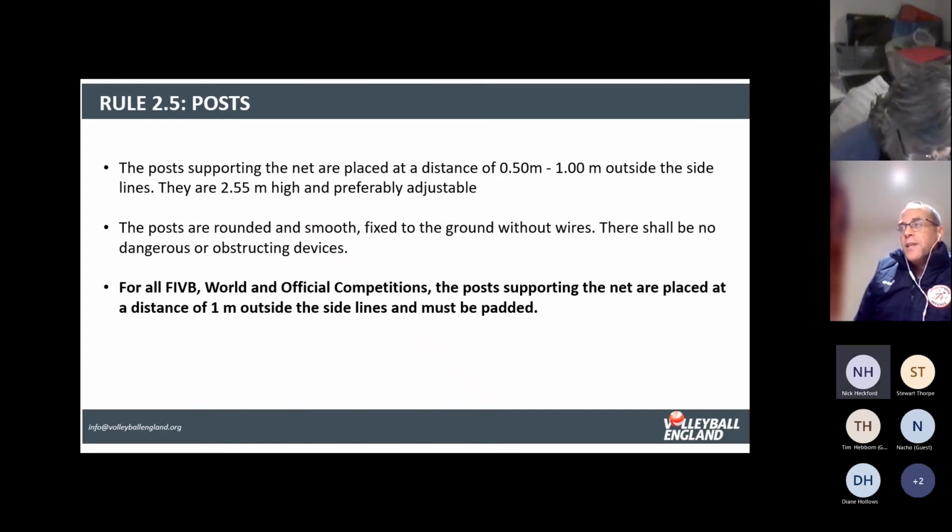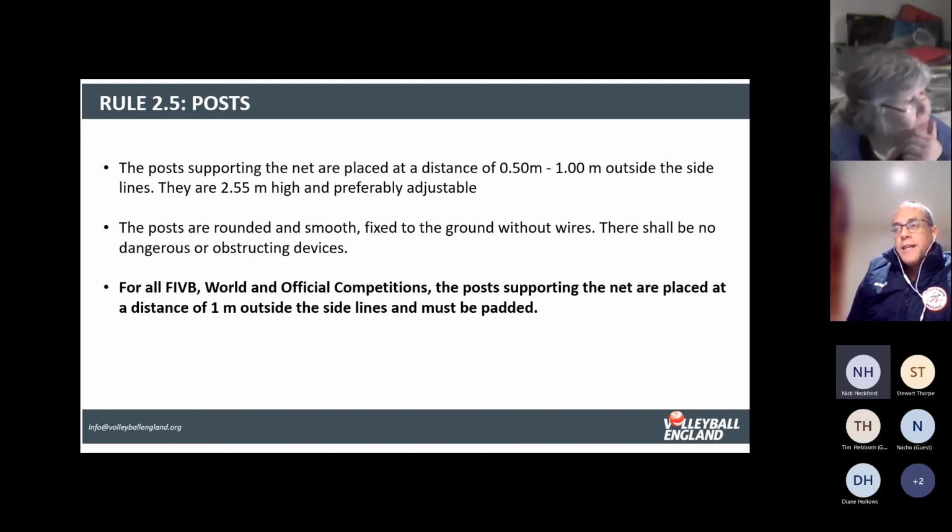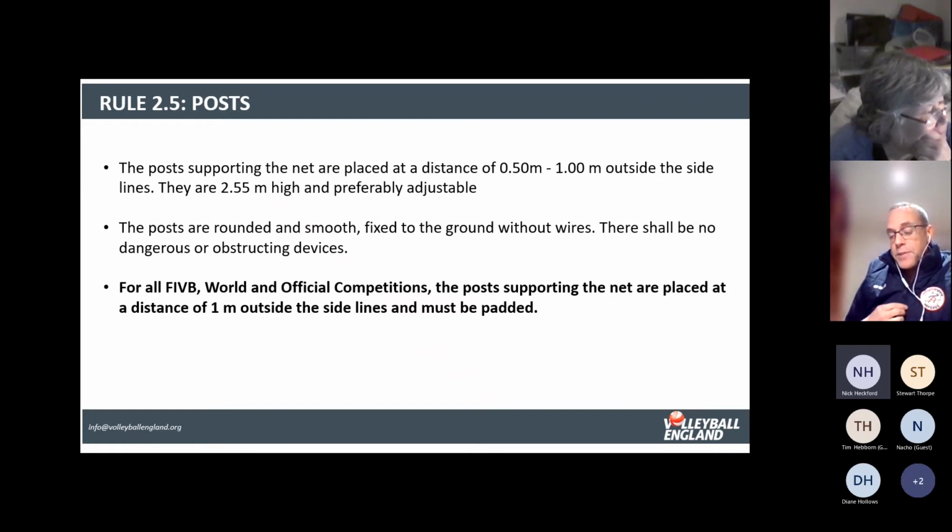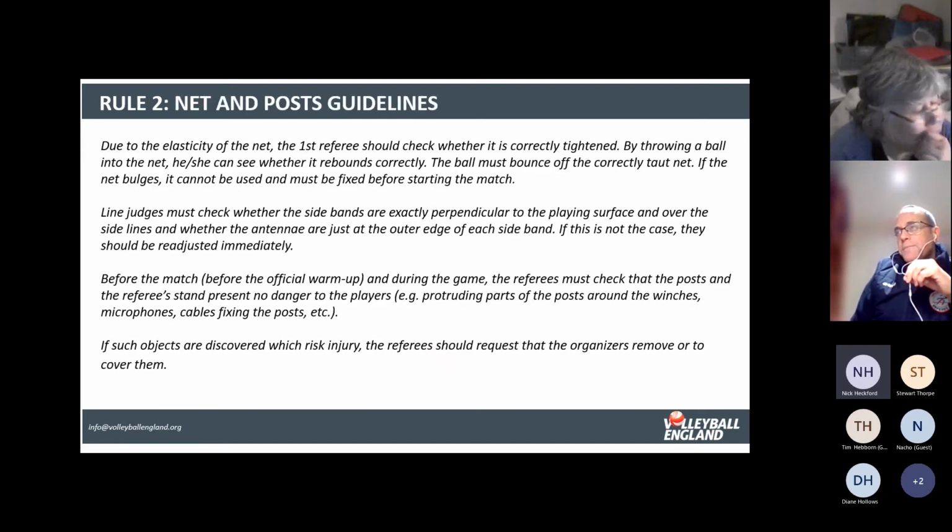Okay, they should be smooth and round, fixed to the ground without wires, and there should be no dangerous or obstructing devices. So this is one of your checks before the start of the match, that the posts and the net are fixed correctly, that they're taut, that the ball rebounds off the net, that the posts present no danger to the teams, and if possible, if they can be padded, then let's get them padded, and also the base of the post as well, just to make sure that they don't provide any problems. And if there are bits sticking out, then you need to work out a way of mitigating the potential for injury from the posts. That's one of your pre-match checks.